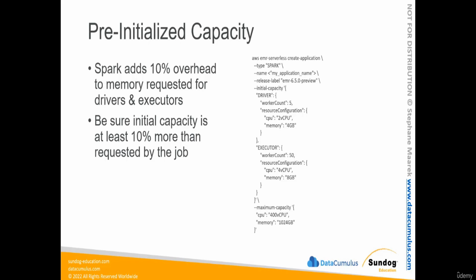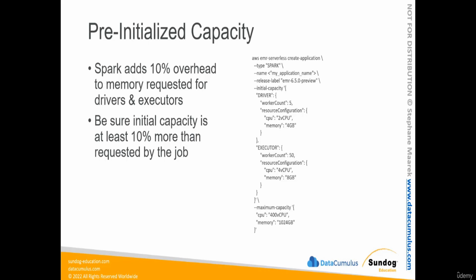Also for the executor nodes, we're saying we want 50 of them to start with 4 vCPUs apiece and 8 gigabytes per executor as well. So, this lets us say how many processes I want to power my application. It's still EMR Serverless's job to figure out where those processes are running and the capacity needed to actually make it happen. But you can give it a hint like this to say, hey, I know this is a pretty demanding job. I want to start with 50 executors. Go figure out how to make that happen.